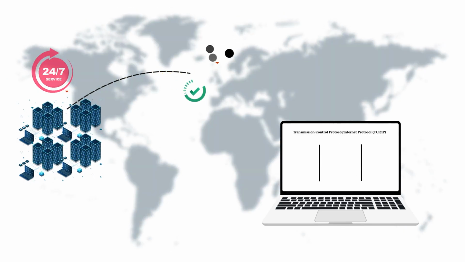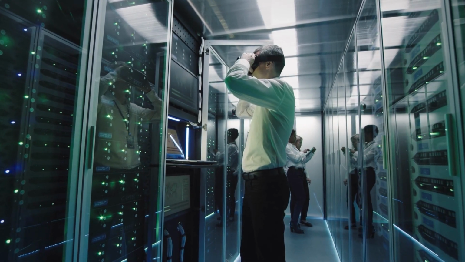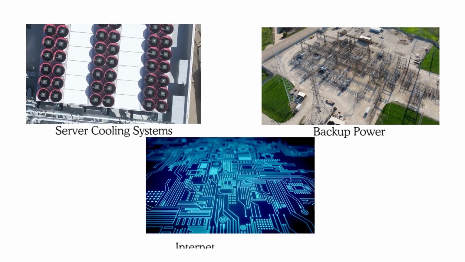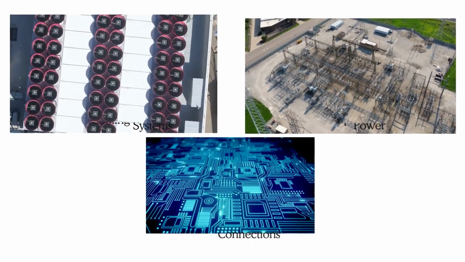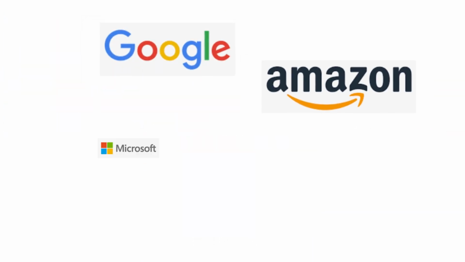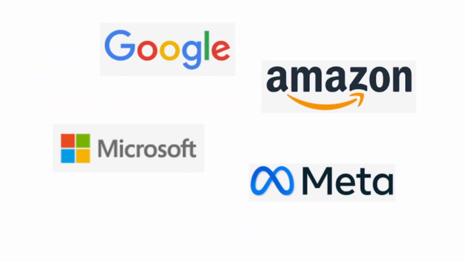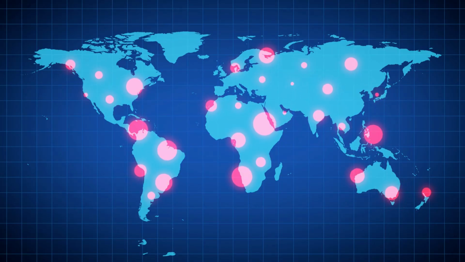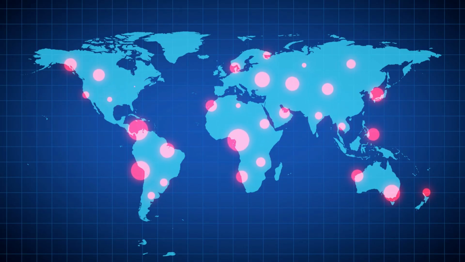These data centers aren't small rooms. They are massive, warehouse-like buildings, with temperature control, backup power, and multiple internet connections to prevent downtime. Google, Amazon, Microsoft, and Meta all have huge networks of data centers across the world to ensure that every user gets the fastest possible response.